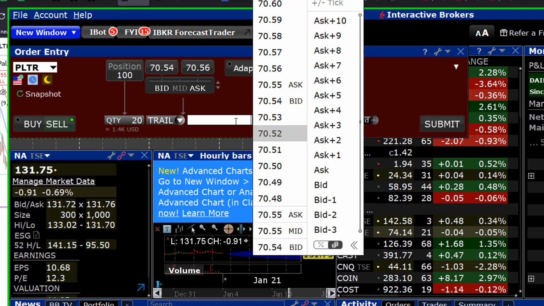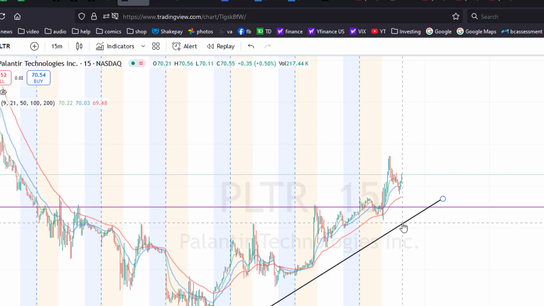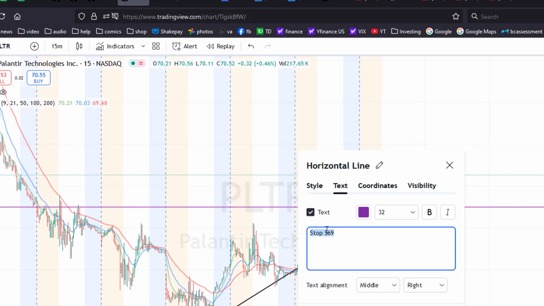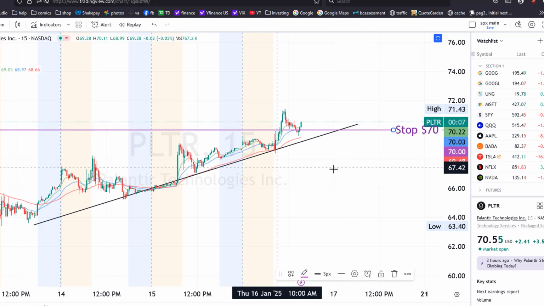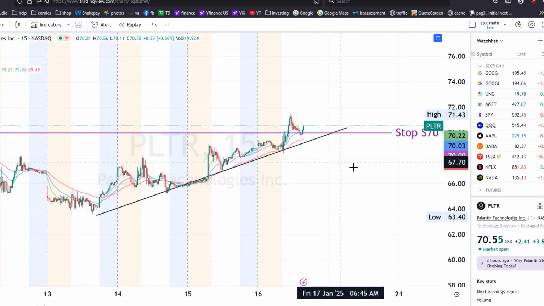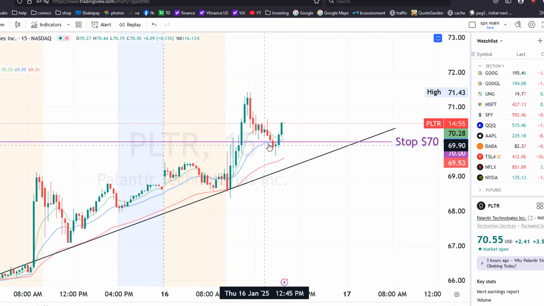And I'm going to keep it fairly simple. The stock is at 70.5 right now, so I would choose $70. What that means is if I move this up to 70, then if PLTR drops below this purple line, I want to get out of my position. Right now, looking at the 15-minute chart, the purple line is at about where the 21 EMA is.